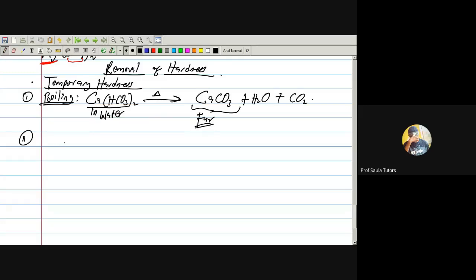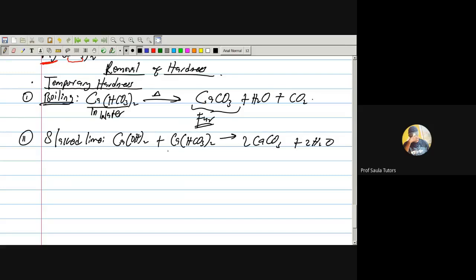Another way is that it can be removed by adding slaked lime. This slaked lime, Ca(OH)2, don't forget this slaked lime. If I react it with this temporary hardness, what do I have? It will give me CaCO3 plus 2H2O. You can see this hardness has been removed very fast. What is causing this hardness has been removed. This will now be deposited in your kettle to give you fur. That's one of the effects. Your kettle will now be looking brownish inside because of the deposit of all this.